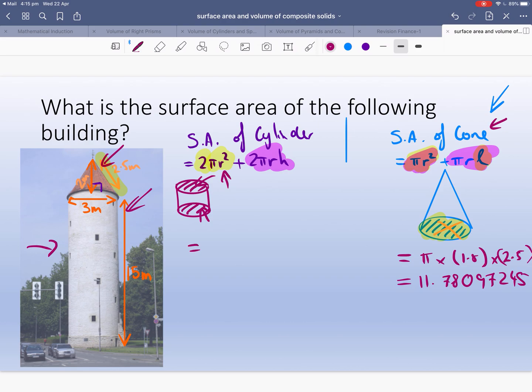Okay. If you don't get what I'm doing, please go back to the surface area of a cylinder lesson, because it explains this in further detail. So we go 2 times pi times our radius is the same, 1.5, and our height is this height here, which is 15. Okay? And so we're just going to pop that in our calculator. And we get this number here. I'm not going to round it off.